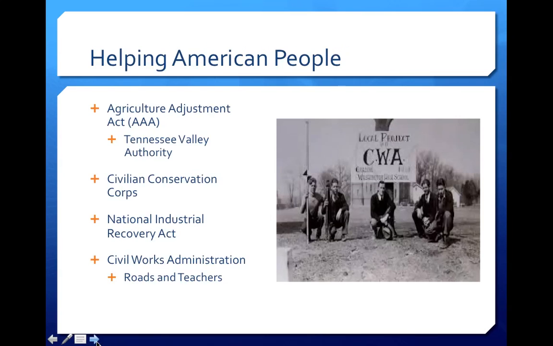Helping the American people, he provides rural assistance with the Agricultural Adjustment Act, also known by the acronym AAA. Again, when you look at FDR as a president, he will pass more acts than any other president before him. So bear with me as I go through all the acts that he does pass, and some of them will be on the test. The AAA raised crop prices by lowering production.